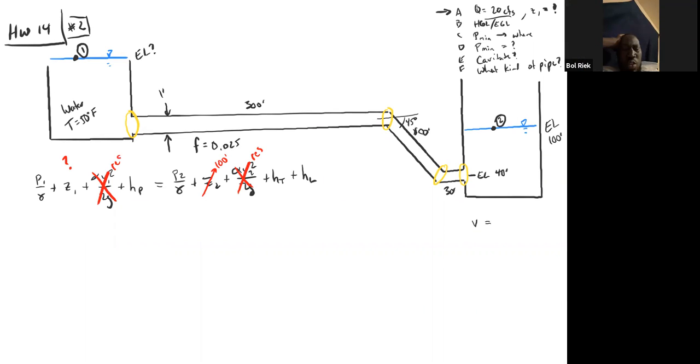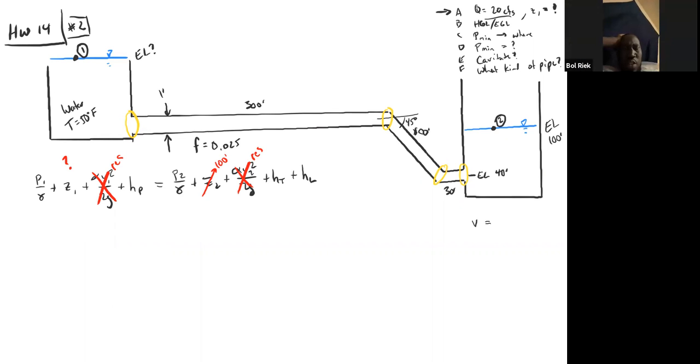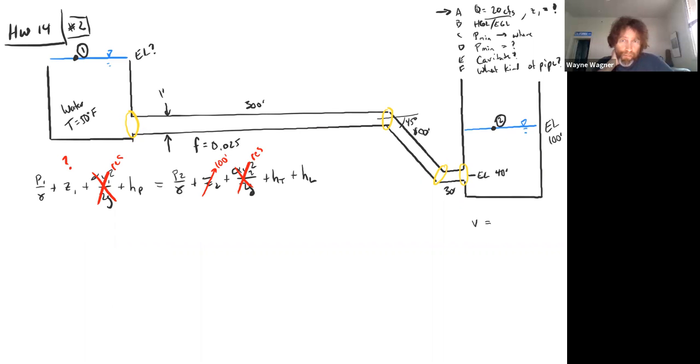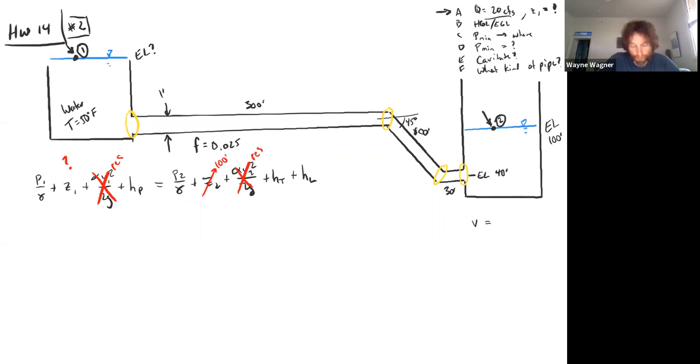Is that always though? It is. You mean, is that always 0? Yeah, 0. You mean the V or the Z? The V's. The V's are zeros because my points are right here, on the top of a reservoir. So as long as it's on top of a reservoir, then the velocity is 0.